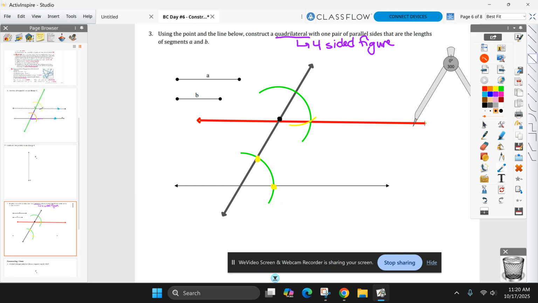All good? We got a set of parallel lines? Okay, look at the directions. Those parallel lines have to be the length of A and B. They have to have the same length as A and B. So let's do A first. Let's take our compass and measure the length of A using the compass.